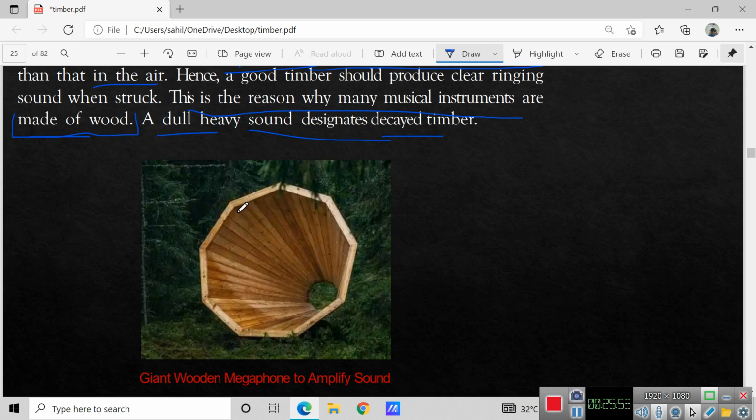Now here you can see a giant wooden megaphone to amplify sound. These were basically used in ancient times, and nowadays only musical instruments are being made from wood for better sound quality.